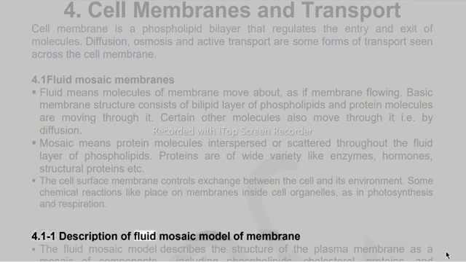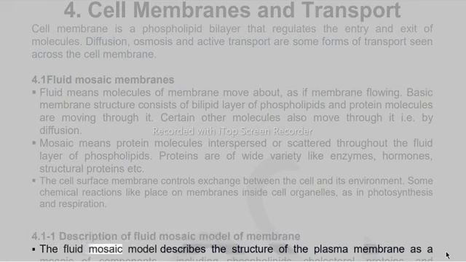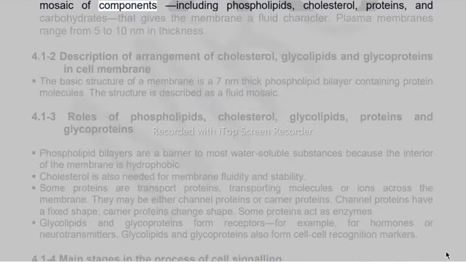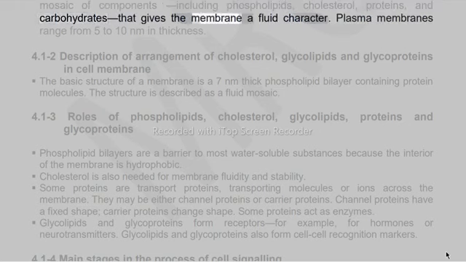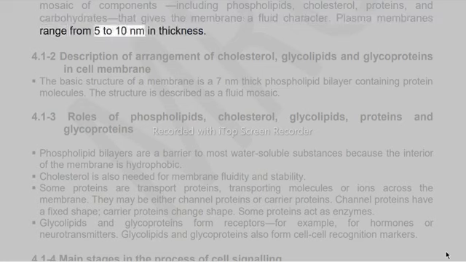4.1-1 Description of fluid mosaic model of membrane. The fluid mosaic model describes the structure of the plasma membrane as a mosaic of components, including phospholipids, cholesterol, proteins, and carbohydrates, that gives the membrane a fluid character. Plasma membranes range from 5 to 10 nanometers in thickness.